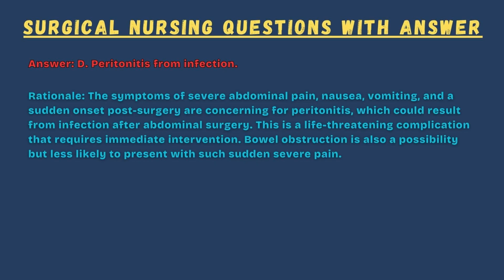Answer: D. Peritonitis from infection. Rationale: the symptoms of severe abdominal pain, nausea, vomiting, and a sudden onset post-surgery are concerning for peritonitis, which could result from infection after abdominal surgery. This is a life-threatening complication that requires immediate intervention. Bowel obstruction is also a possibility, but less likely to present with such sudden, severe pain.